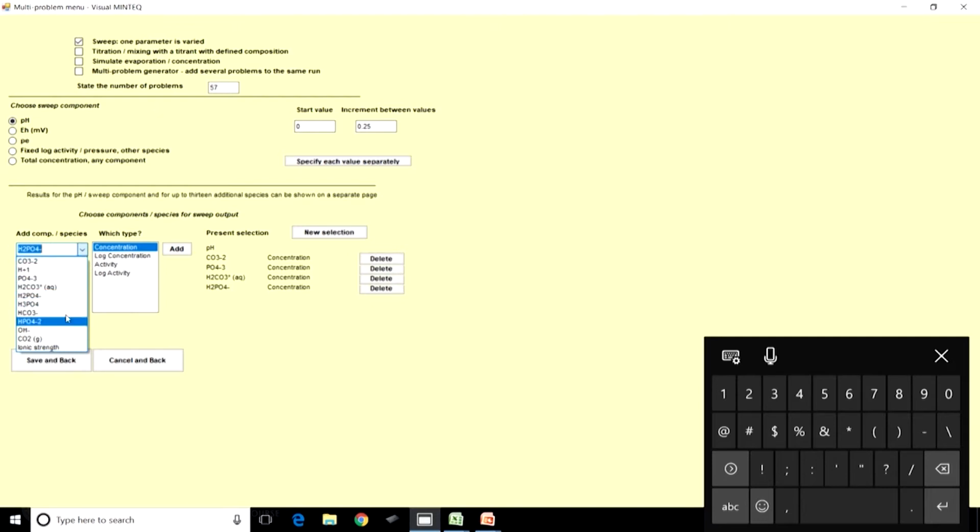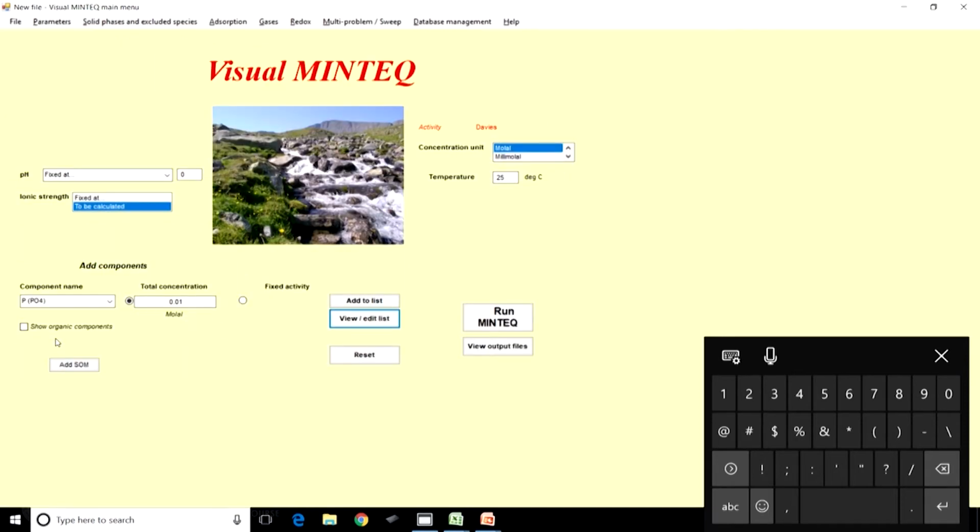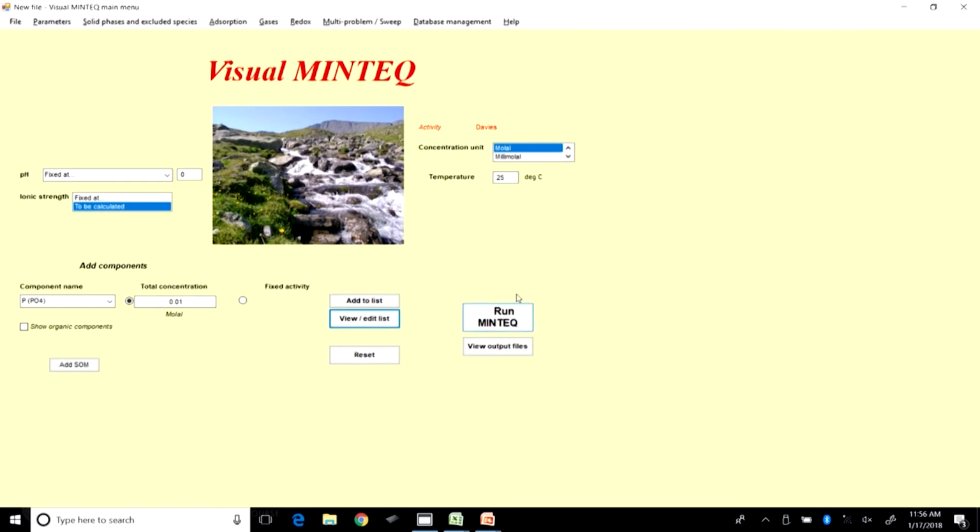How did we get this list? Because you chose those components here, H2PO4 minus, H3PO4, HCO3 minus, and HPO4 2 minus. Let me check if we have all the relevant aspects. So, 3 plus 4 is 7, right, diprotic and triprotic acid. So, 3 species CO3 2 minus. Okay, 1 2 3 4 5 6 and 7. So, I am done with that. So, save and back, and now let us run vmintek.